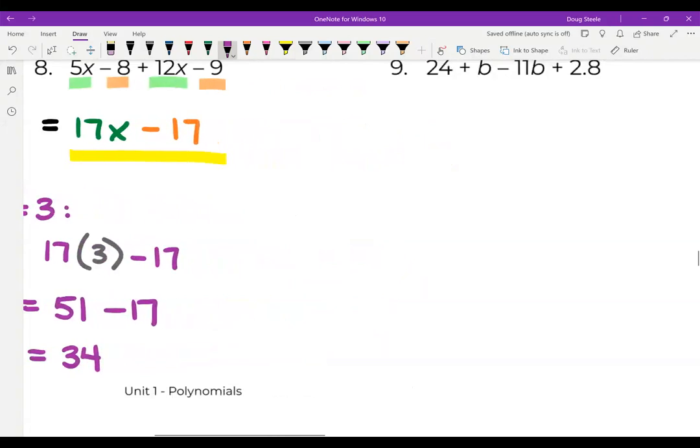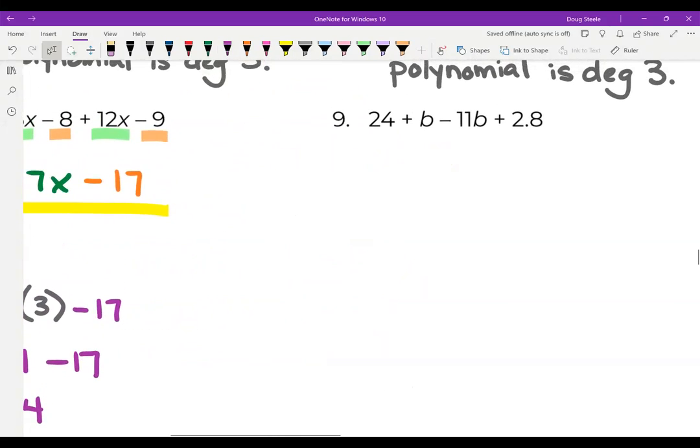Okay. Next one, similar idea. I do have my 24 and 2.8. I have my b minus 11b, so I could quickly write this. Once again, I'm going to choose the order that's going to help me out. I do want to have that descending order. I want to have that leading term be the largest degree. So in that case, I'm going to deal with the b's first. I have 1b, and I'm taking 11 away. So that gives me negative 10 b's.